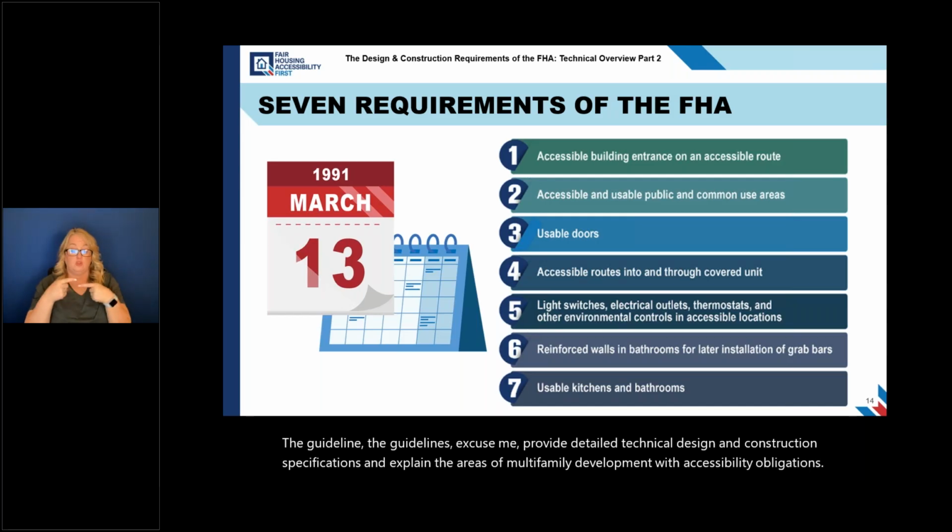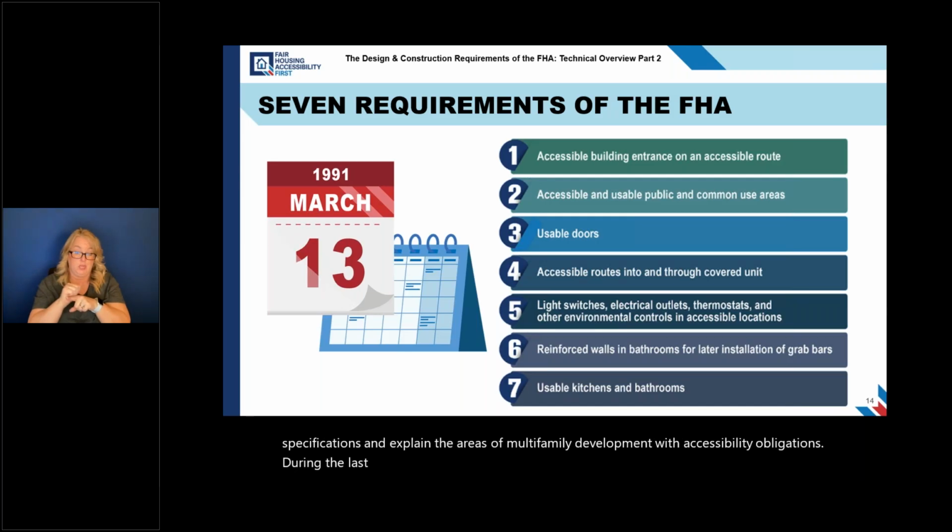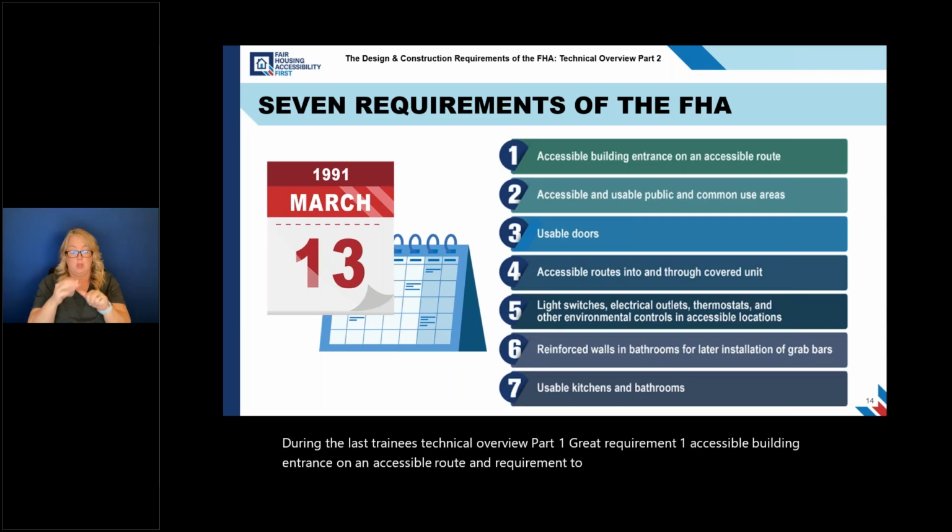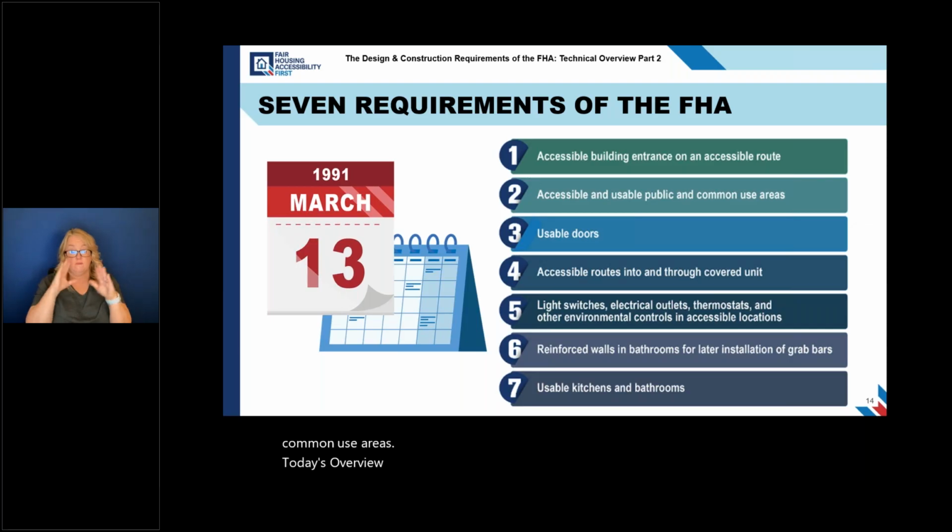During the last training, Technical Overview Part 1, covered Requirement 1, accessible building entrance on an accessible route, and Requirement 2, accessible and usable public and common use areas. Today's overview focuses on requirements 3 through 7.